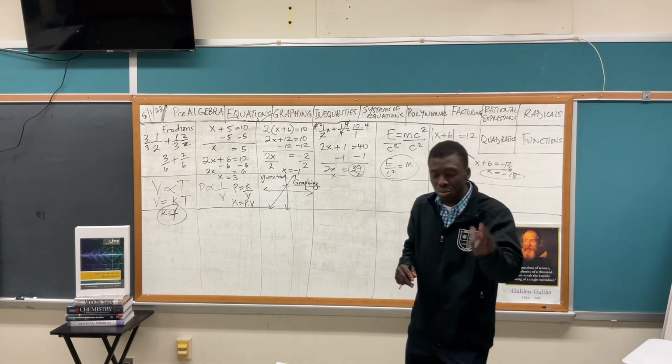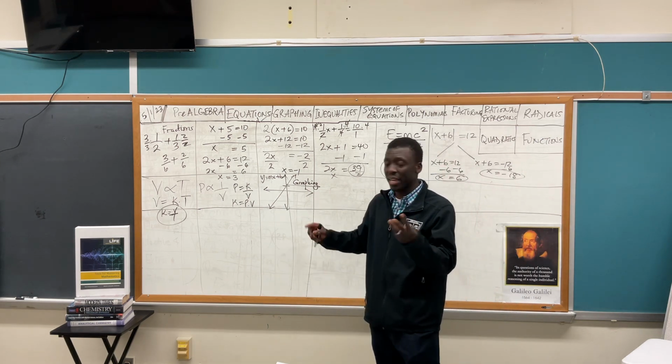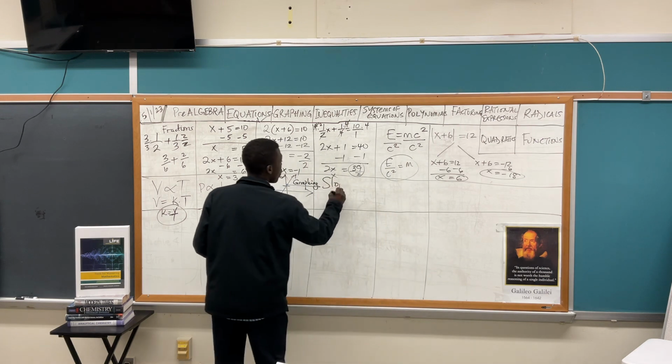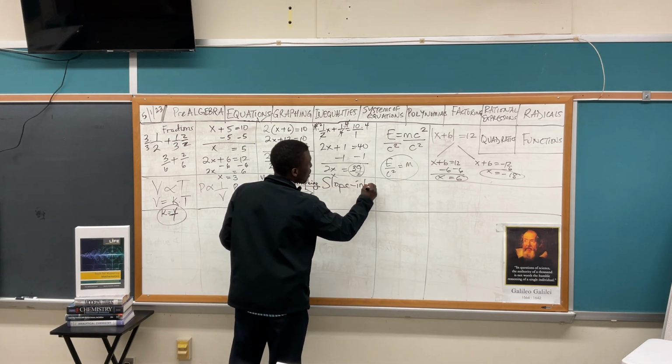So there's 3 different ways to write an equation of a line. There's the slope-intercept form, which is what I wrote, the slope-intercept form.